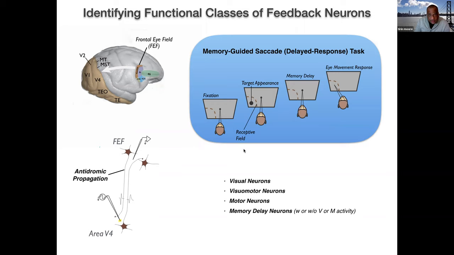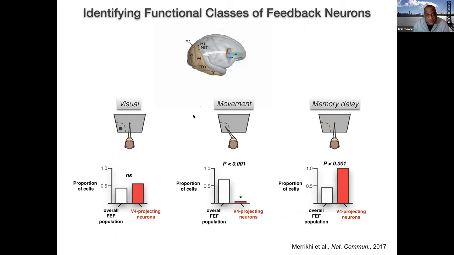I'm just going to briefly summarize something that we found. One would have predicted, and indeed many people hypothesized, that the dominant functional class of neurons that should project back to visual cortex should be neurons with visual properties. But if you looked at the neurons that were identified antidromically as projecting back to, in this case, area V4, the proportion of cells that had visually responsive activity was the same as in the overall frontal eye field population.